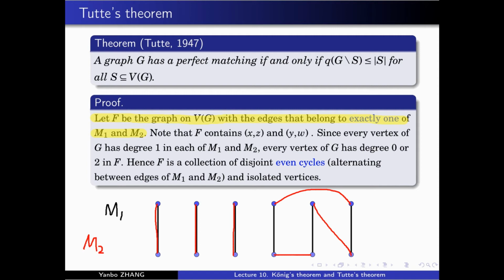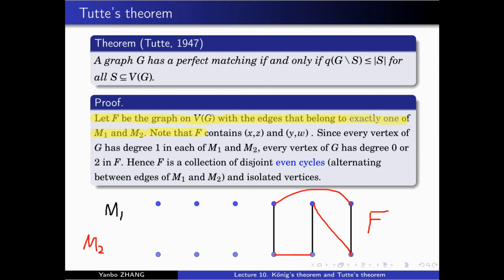F is the graph with the edges that belong to only one of M1 and M2. These edges are both in M1 and M2, so they do not belong to F. These edges are either in M1 or in M2, but not both, so they belong to F. So we can draw F like this. Now this is the graph F with 12 vertices and 6 edges.